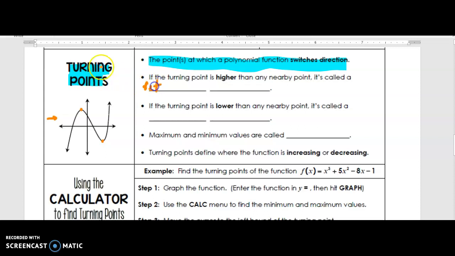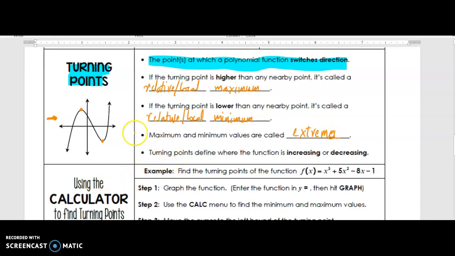Let me actually go for a thinner pen. This is called a relative or local maximum. Both words mean the same. If the turning point is lower than any other nearby point, it is called a relative or local minimum. And these maximum and minimum values together are called extrema, because they are the two extremes. Extrema.